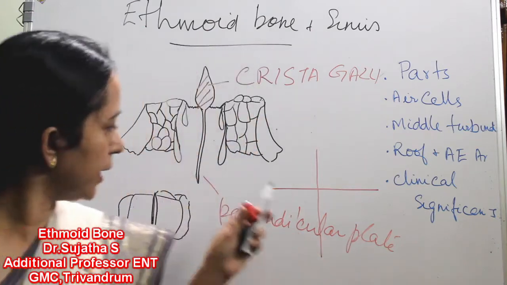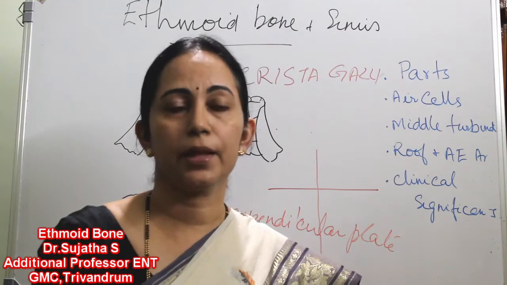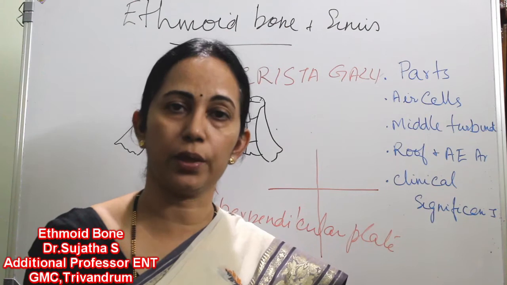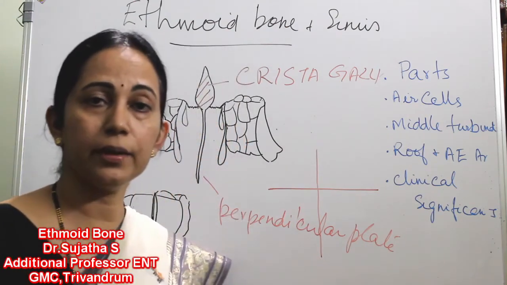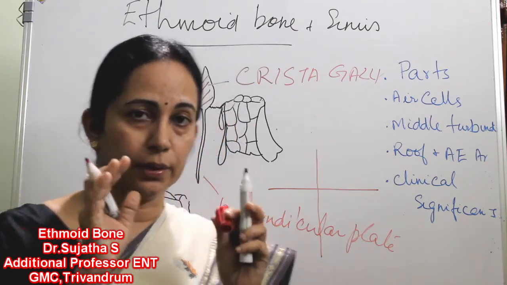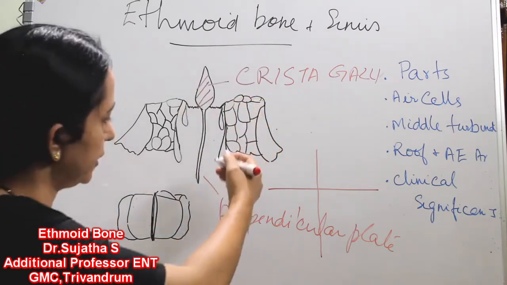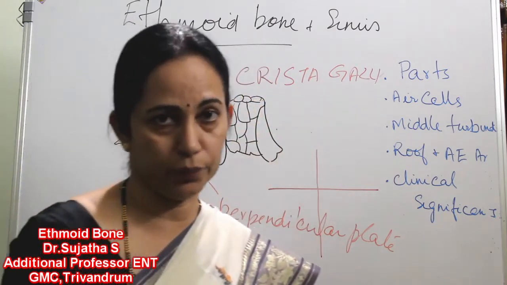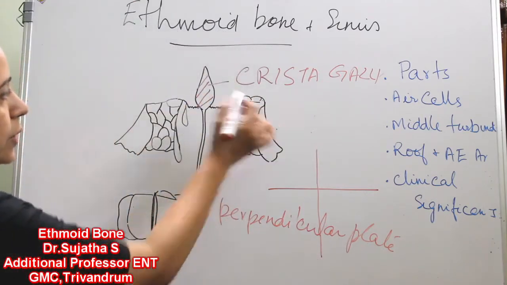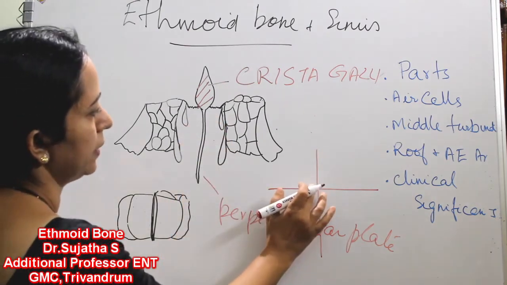Okay. And this perpendicular plate of ethmoid is projecting into the nose, and it is articulating with the nasal spine of frontal bone, then the vomer, and posteriorly with the sphenoid bone. Okay, so in the vertical part comes the crista galli above and the perpendicular plate of ethmoid downwards, that is into the nasal cavity. Okay, then in the horizontal part.